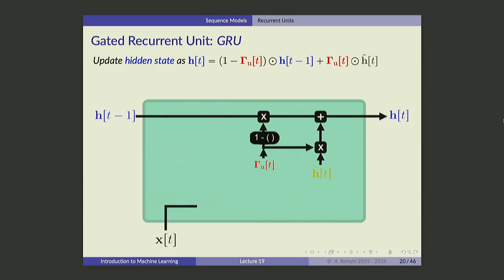Now, let's first think that the update gate is 0. It's closed. What's going to happen? What would be the next hidden state? This update gate is totally closed. If I set it to be 0, what's going to be HT?